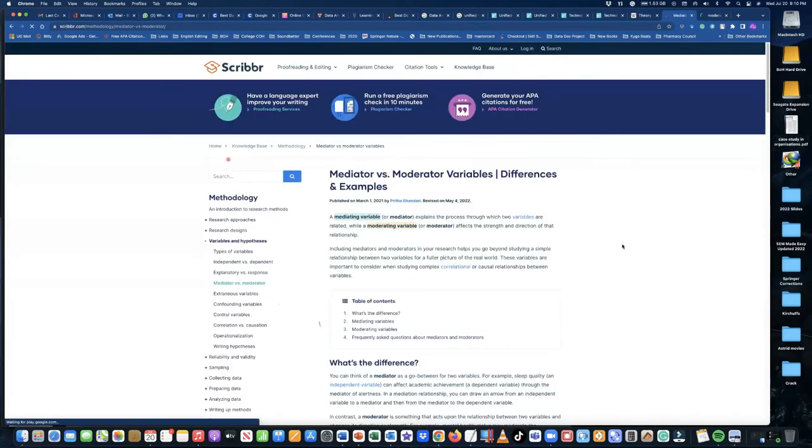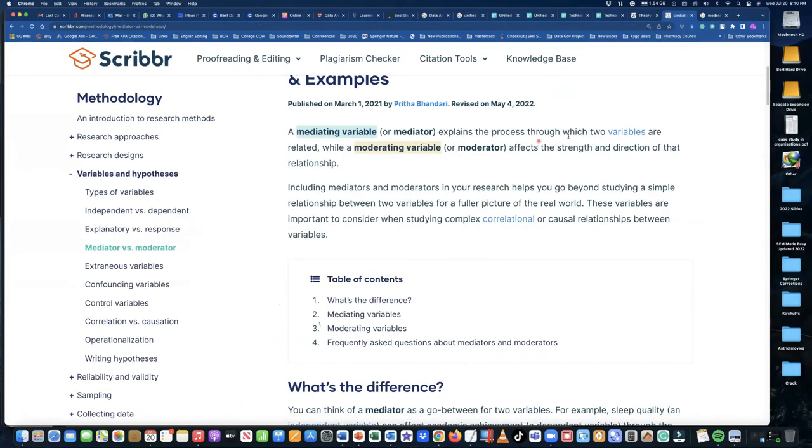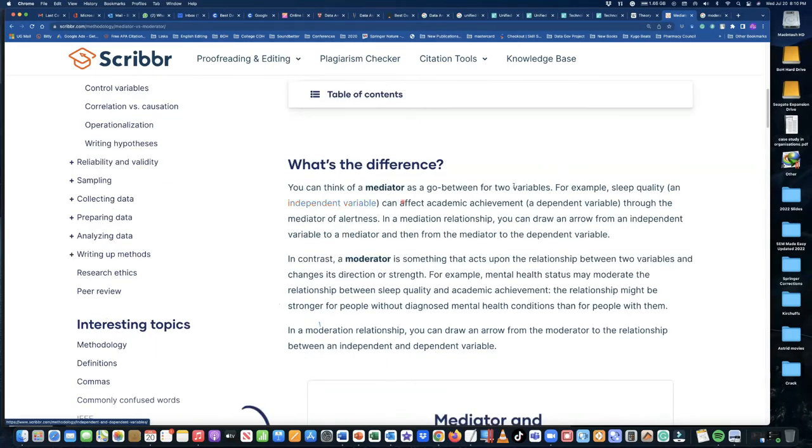A mediating variable, or mediator, explains the process through which two variables are related. So you have to go through me before it can happen. That's the mediator. A moderating variable affects the strength and direction of the relationship. For example, for a mediator, sleep quality, an independent variable, can affect academic achievement, a dependent variable, through the mediator of alertness. In the mediation relationship, you can draw an arrow from the independent variable to the mediator, and then from the mediator to the dependent variable.